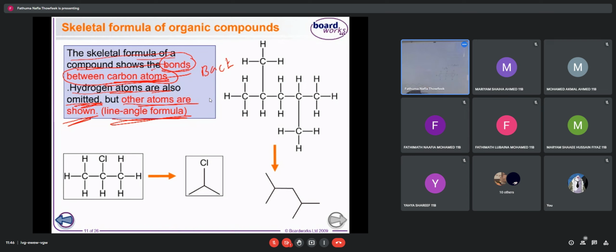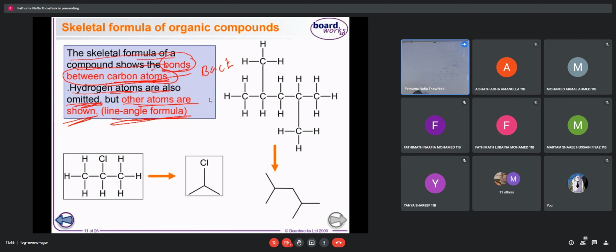So this one, start from here. It is one carbon. How many carbons are there? 3. This is the second carbon, and this is the third carbon. That's all. That is it. It's very easy.